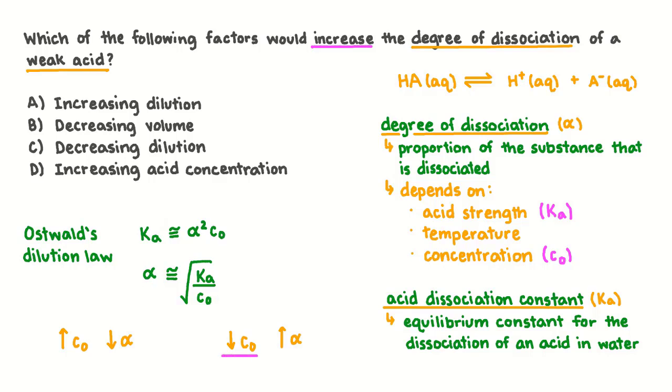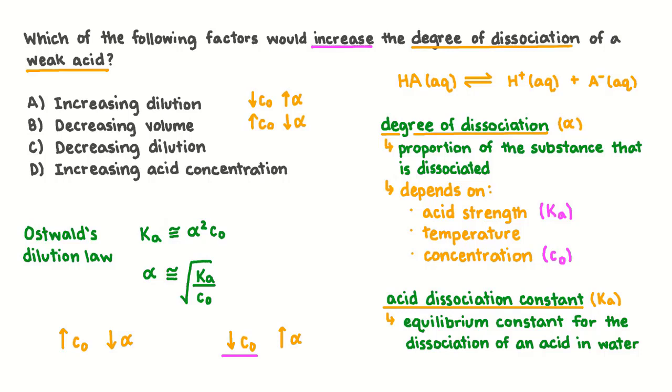Answer choice A, increasing dilution, means that we are adding more solvent to the solution. Increasing the amount of solvent will cause the concentration to decrease. A decrease in concentration corresponds with an increase in the degree of dissociation. Let's look at answer choice B. Decreasing the volume of the solvent will increase the concentration, so the degree of dissociation will decrease.